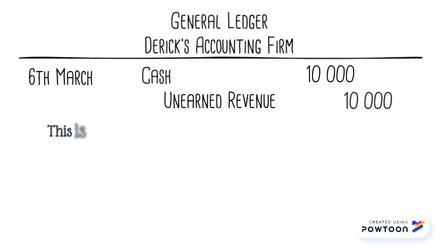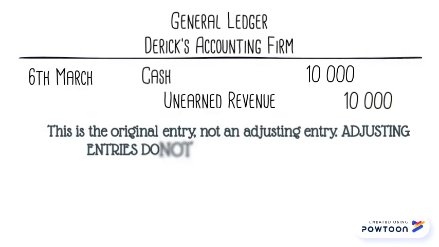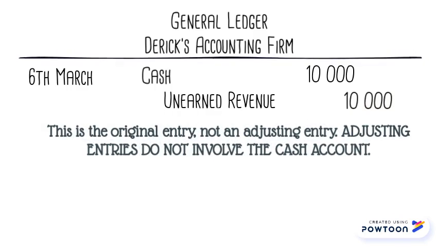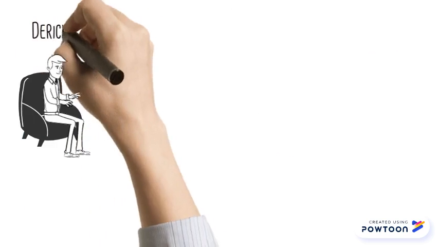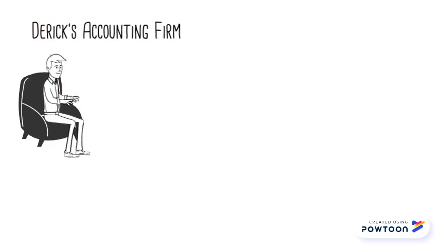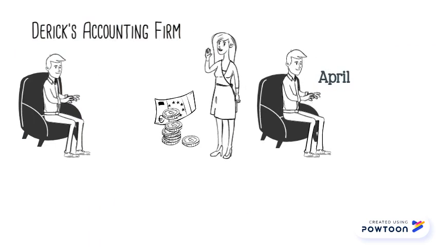When I complete that service in April, I can now create an adjusting entry. Now, writing capital letters, adjusting entries never involve the cash account. This is as the transaction involving cash has already taken place, like it has in this scenario, or it will in the future.